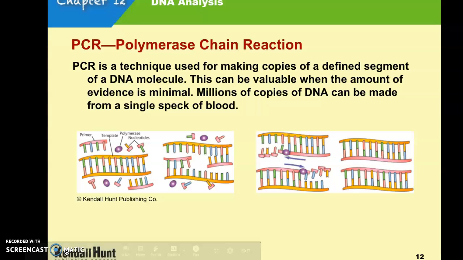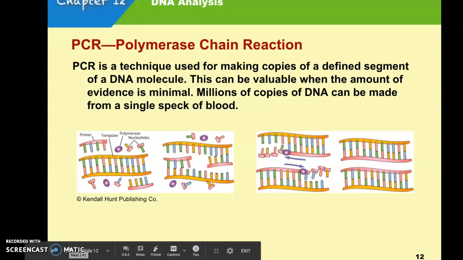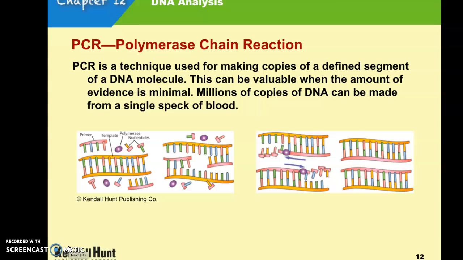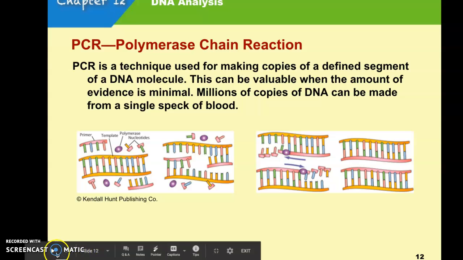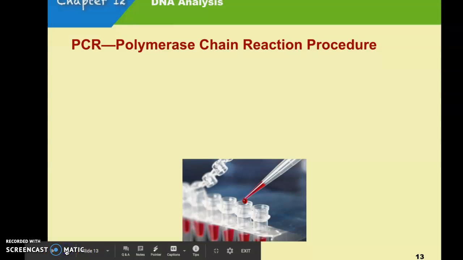So PCR is a technique used for making copies of a definite segment of DNA, and it's valuable when the amount of DNA evidence is minimal. Millions of copies can be made from a speck of blood. So once the actual DNA is cut with enzymes, then the PCR is used to keep copying it like a copy machine, so that you have a larger number of DNA fragments to run on the gel electrophoresis.